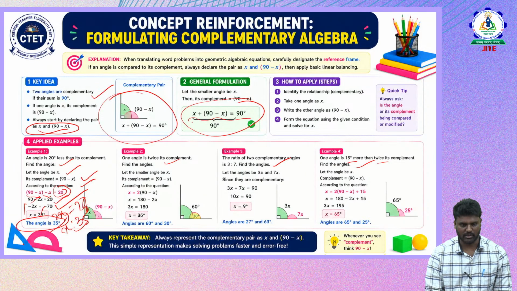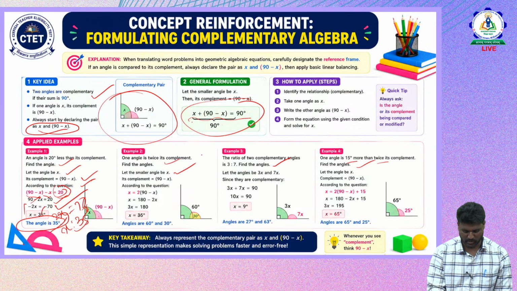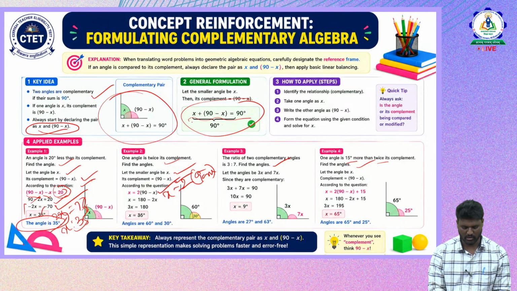Find the angle. Now if you see here, let the smaller angle be x always, and the complementary will become 90 minus x, based on the formula. Then according to the question, one angle is twice the complementary angle. That means one angle equals twice of the complementary angle. What is the complementary angle? 90 minus x.